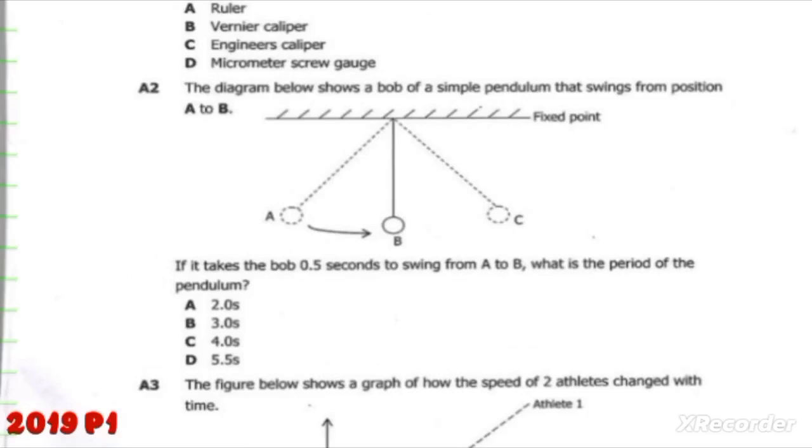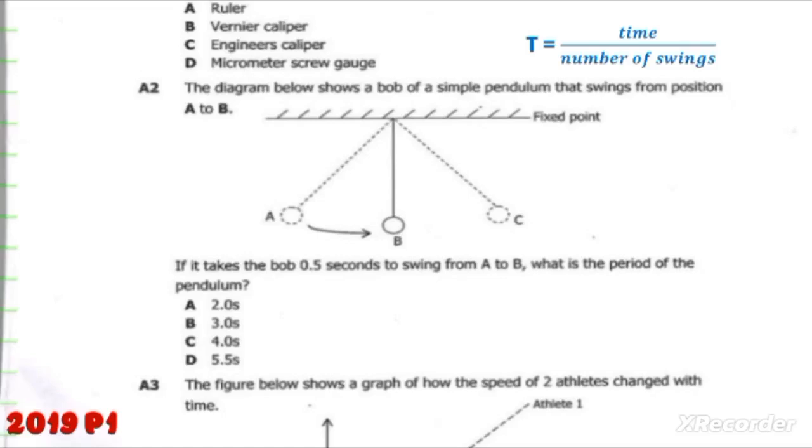This question is coming from 2019 paper 1, question A2. The diagram below shows a bob of a simple pendulum that swings from position A to position B. If it takes the bob 0.5 seconds to swing from A to B, what is the period of the pendulum? To find the period of the pendulum, we are going to come up with the formula. Period of the pendulum is equal to time over number of swings or oscillations.